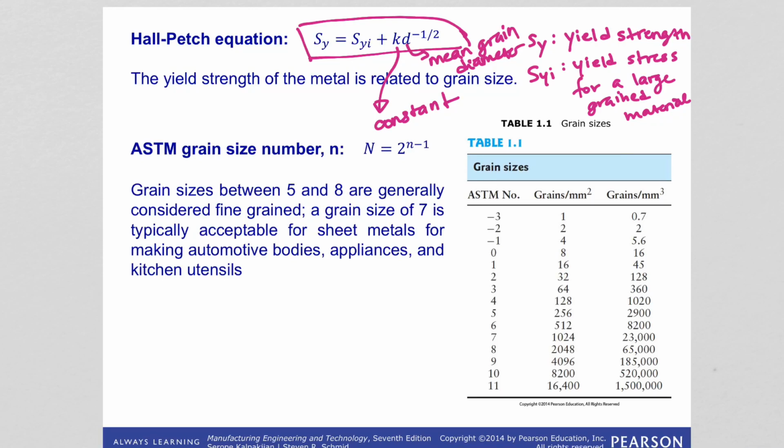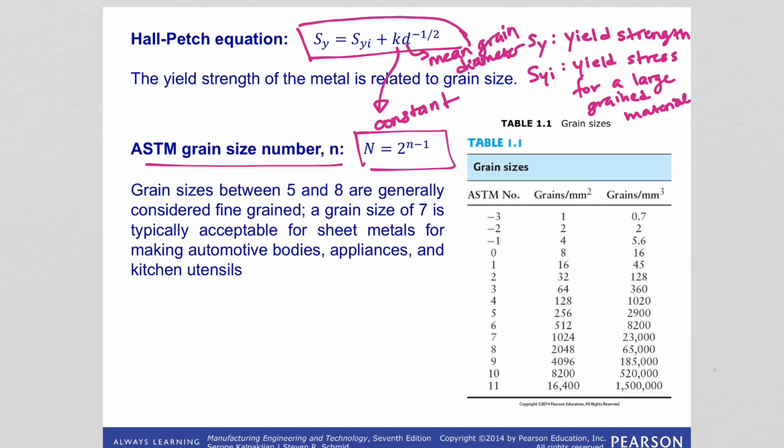So how is the grain size measured? This is done under a microscope. At a certain magnification, you take the image, and then you count the number of grains, and then through an equation, here we are calculating the American Society for Testing and Materials grain size number, N, and this is used in manufacturing.